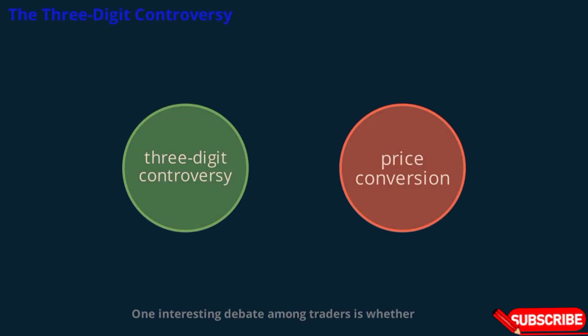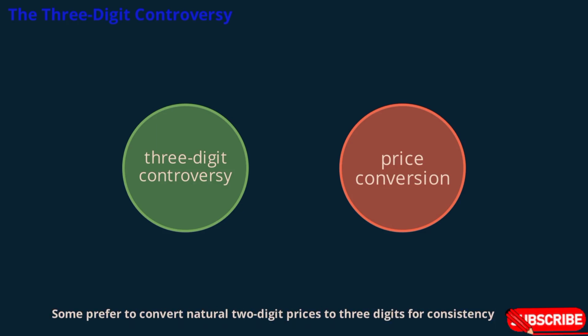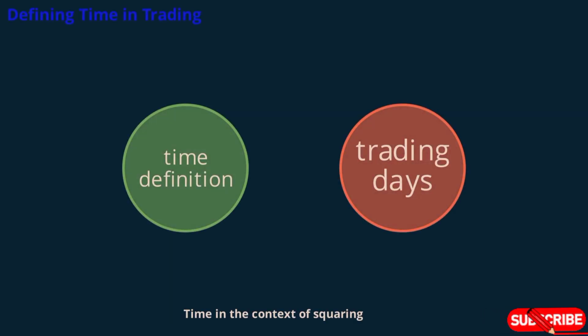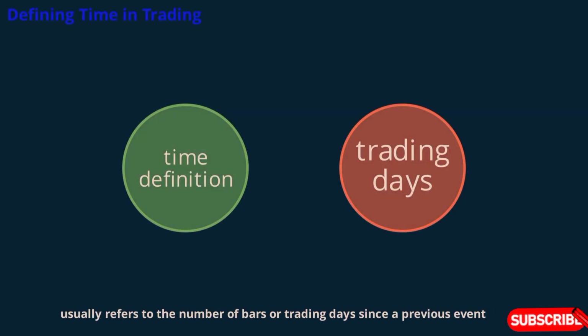One interesting debate among traders is whether to use 2-digit or 3-digit price conversions, especially when working with instruments like the DJX. Some prefer to convert natural 2-digit prices to 3 digits for consistency, while others stick with the original format. There's no universal rule, so it's up to you to experiment and see which approach yields the most reliable results for your analysis. Time in the context of squaring usually refers to the number of bars or trading days since a previous event.